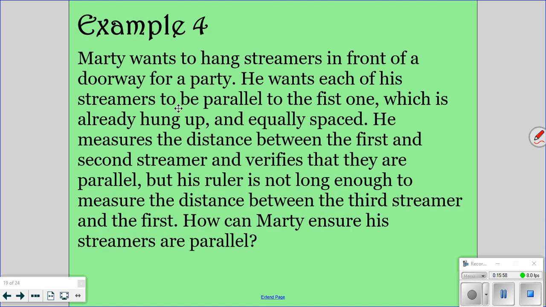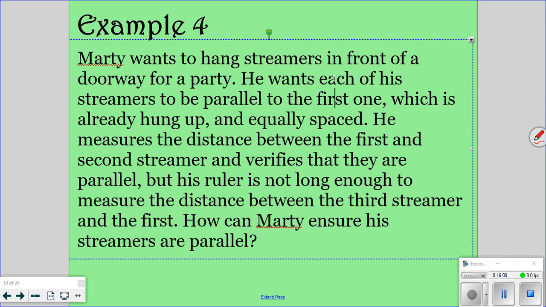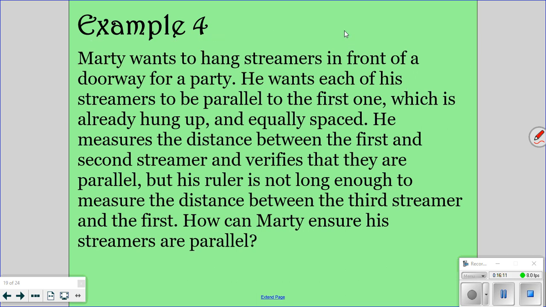So let's look here. Marty wants to hang streamers in front of a doorway for a party. He wants each of his streamers to be parallel to the first one, which is already hung up, and it's equally spaced. He measures the distance between the first and second streamer and verifies that they are parallel, but his ruler is not long enough to measure the distance between the third streamer and the first. How can Marty ensure his streamers are parallel?